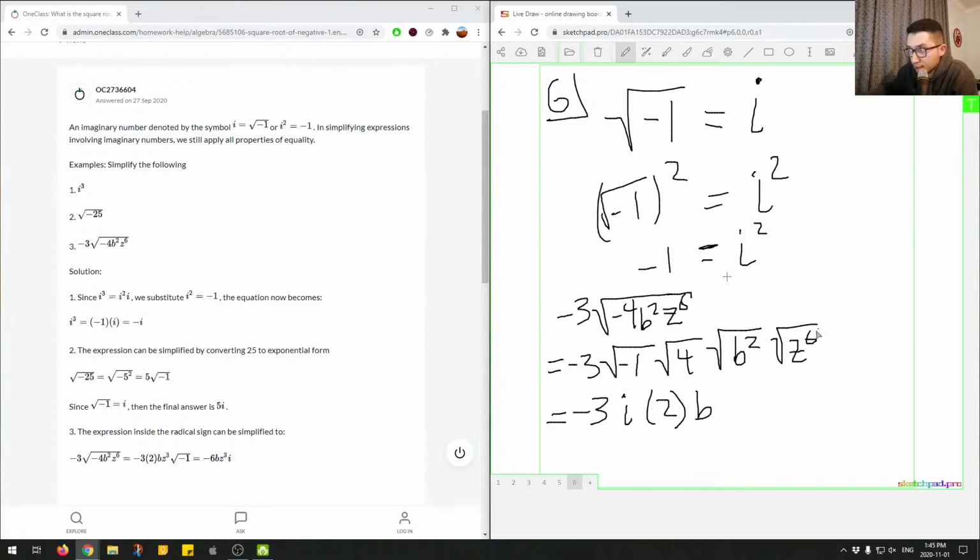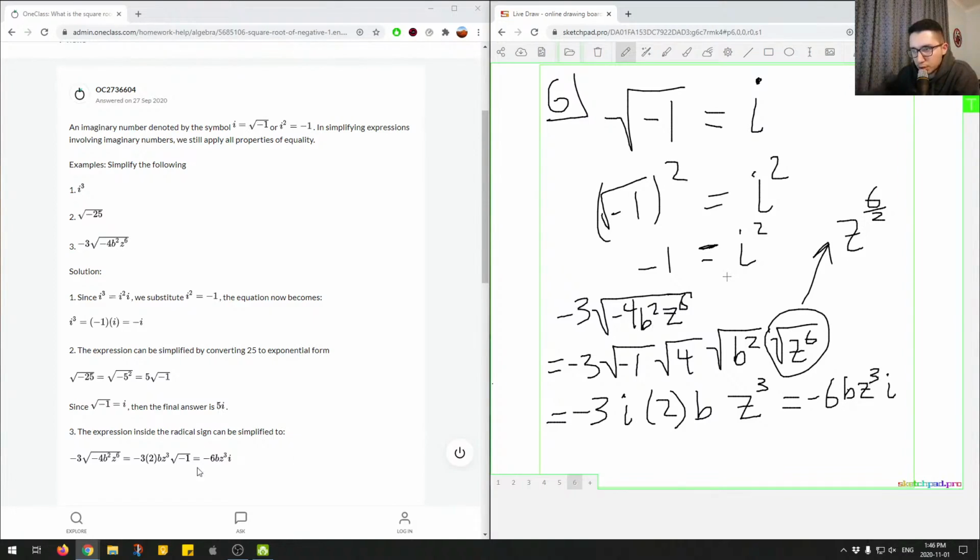If we had z to the power of 6 square rooted, this is the same as saying z to the power of 6 divided by 2. So knowing this, we know we'll have z cubed. So 6 divided by 2 is just 3. So adding all the terms together, we'll combine the negative 3 and 2, and we end up with negative 6 bz cubed I.